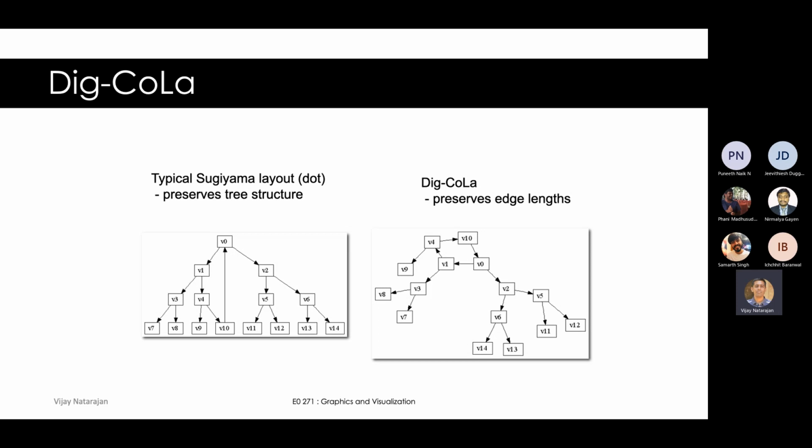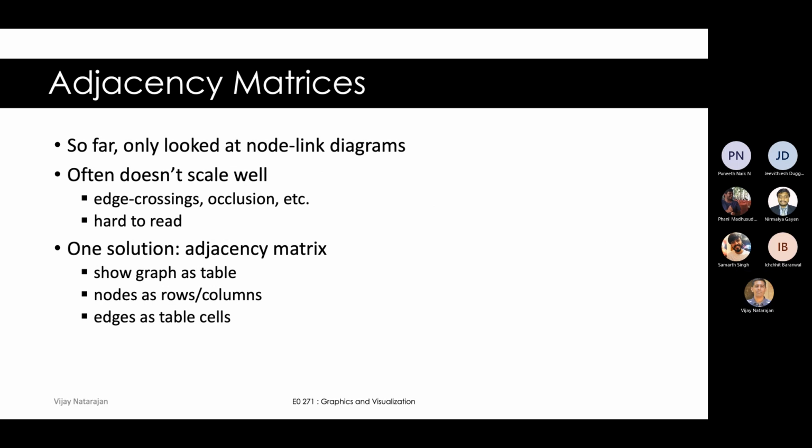The Dickola starts with the hierarchy that is identified with the Sugiyama, and then allows for a more relaxed layout, thereby using the space better. And of course, in this case, it also preserves the lengths. All the edge lengths are kind of equal. That also allows for easy interpretation.